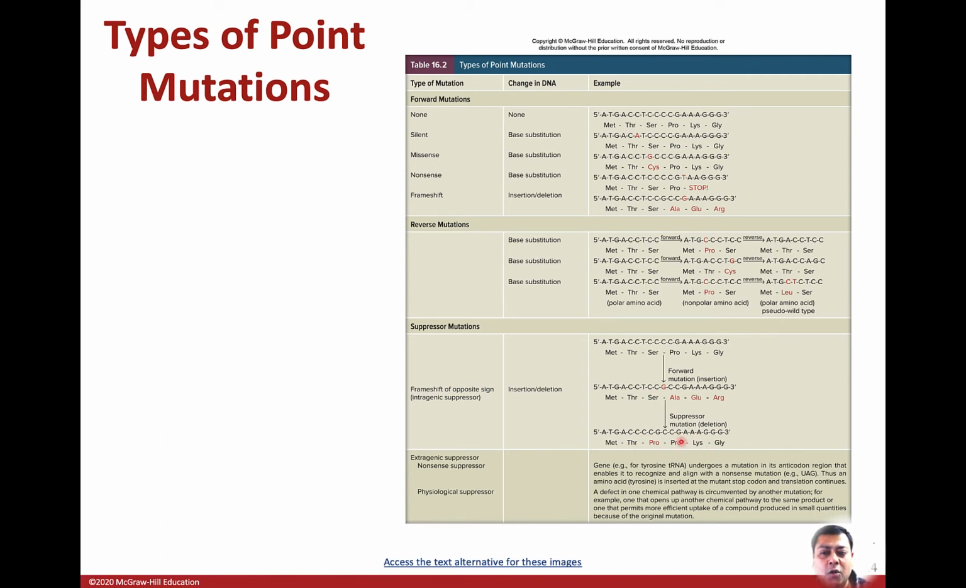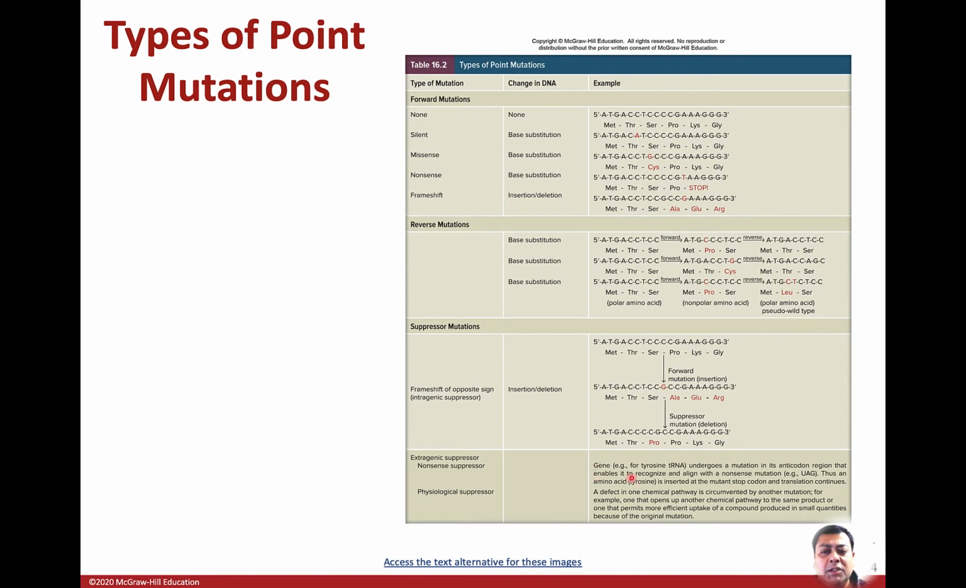So here, just only in the middle portion, you have just a little bit of difference. Instead of this serine, you have a proline here. This proline is still back in there, but you have an extra proline there instead of serine. And this is a suppressor mutation, which is another way that mutations can happen. Other than that, you can have an extragenic suppressor, the nonsense suppressor or physiological suppressor.